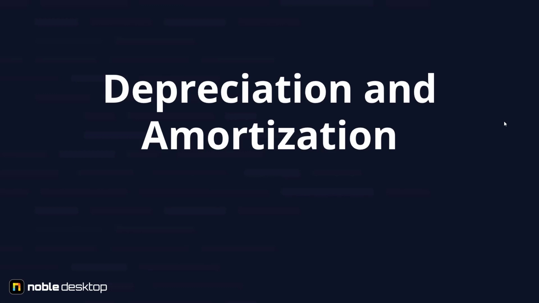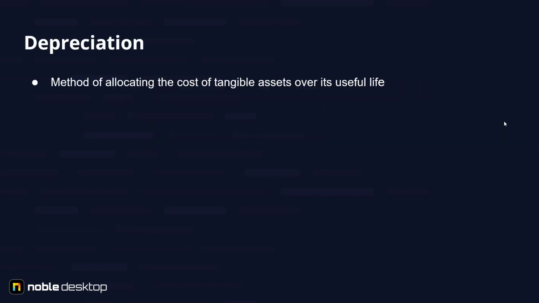In this video, we will talk about depreciation and amortization. What is depreciation? It's a method of allocating the cost of tangible assets over its useful life. An example of tangible assets would be buildings, equipment, vehicles, and so on.